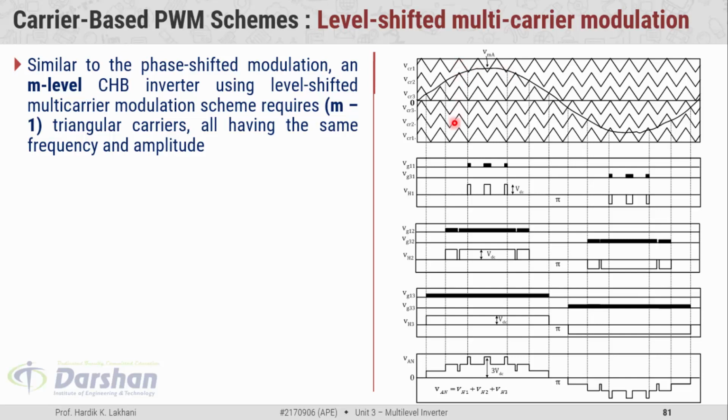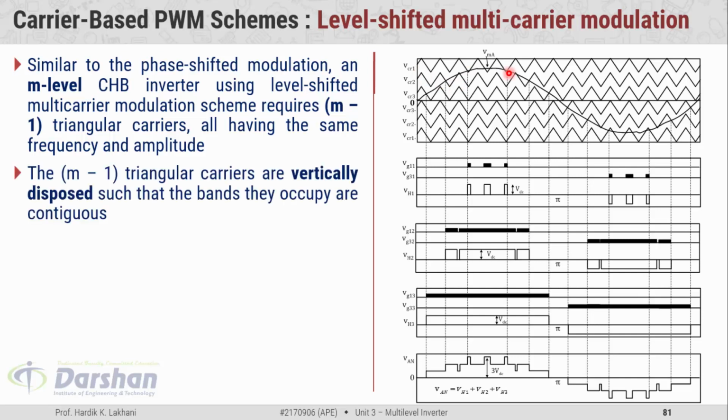All these carrier signals are triangular in shape. All of them must have the same peak-to-peak value, as well as the same frequency. The M-1 triangular carriers are vertically disposed. Rather than horizontal displacement, these carrier signals have vertical displacement such that the bands they occupy are contiguous.